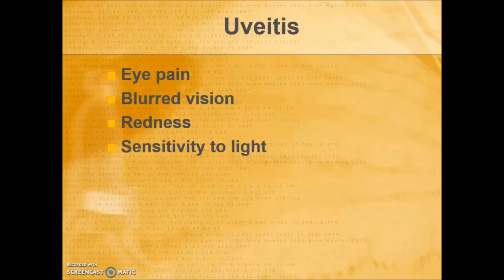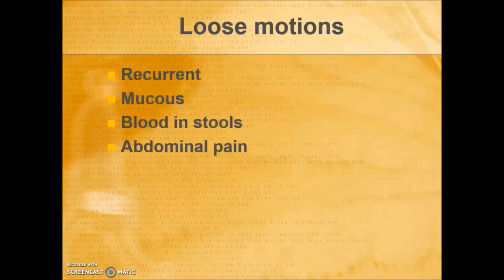Something else that you should also be aware of is uveitis. It is inflammation of the uvea, a part of the eye. It causes severe eye pain, blurred vision, redness, and sensitivity to light. You should be seeing your rheumatologist and ophthalmologist as early as possible if you develop red eye.